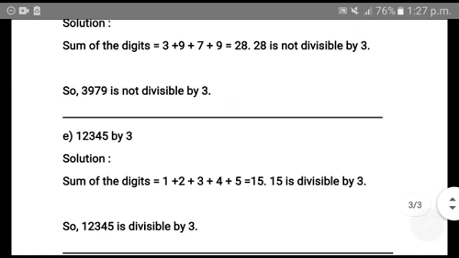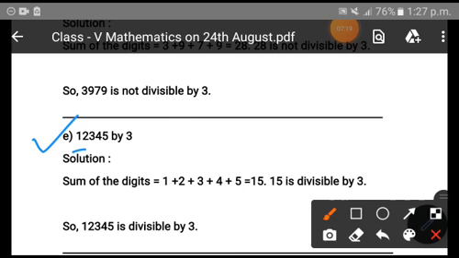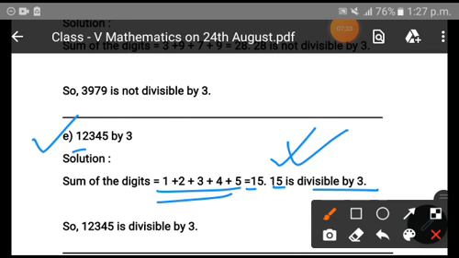Now next sum, we will have to check whether 12345 is divisible by 3 or not. So at first we will take out the sum of the digits, which is 15. So we know that 15 is divisible by 3. Why? Because 3 fives are 15. So 15 is divisible by 3. That means the whole entire number is also divisible by 3. So how simply we can check whether big numbers are divisible by any particular given number or not without performing the actual division.